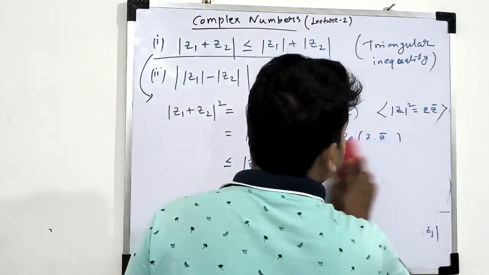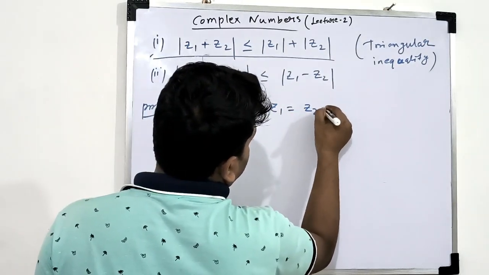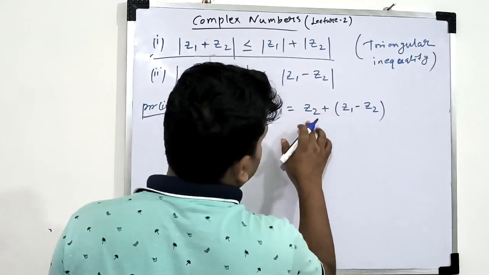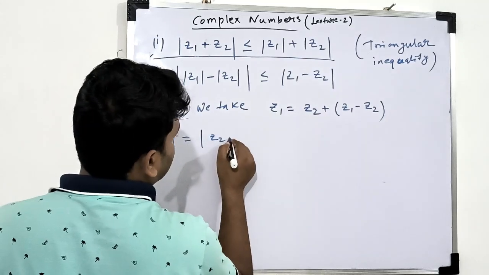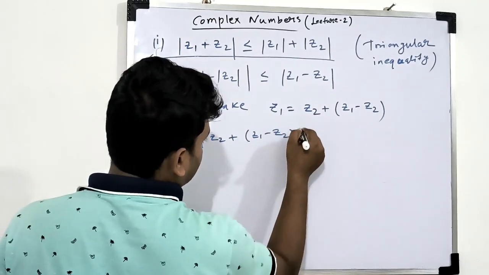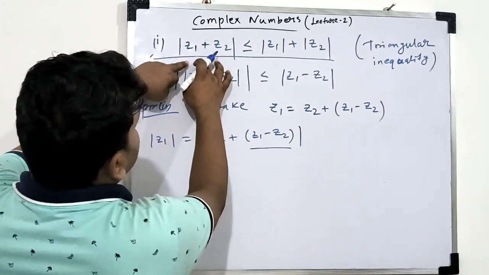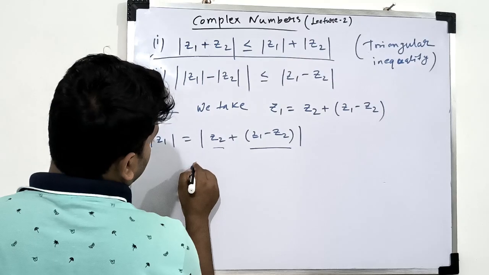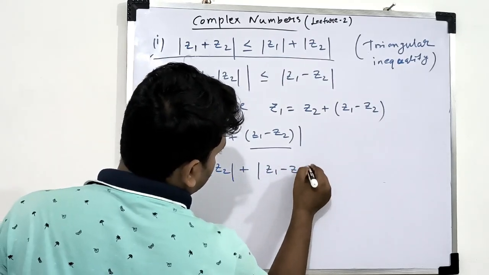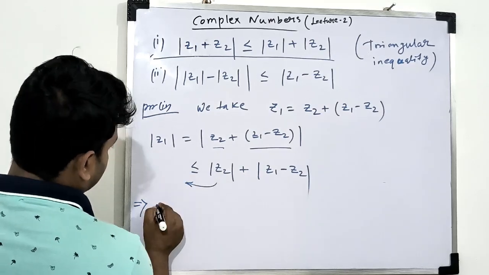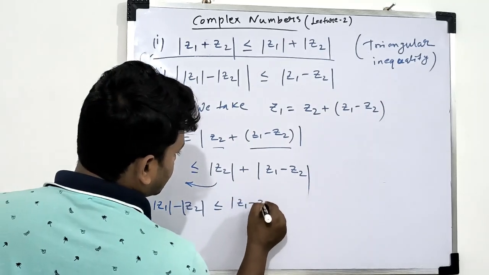So now we prove the second problem. For the second problem, first we take z1 equal to z2 plus (z1 minus z2), so this becomes z1. Now we take this as z1 and this as z2, and we use the first problem, then we get modulus z1 less than or equal to modulus z2 plus modulus (z1 minus z2). So then we get, modulus z1 minus modulus z2 less than or equal to modulus (z1 minus z2).